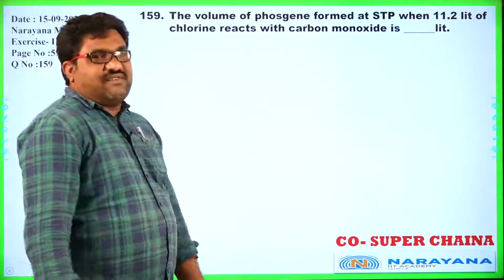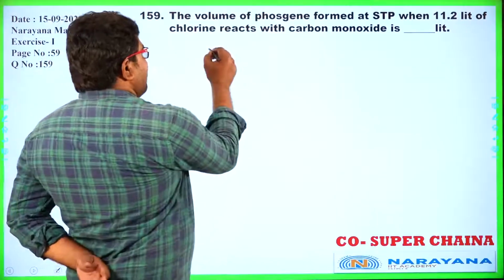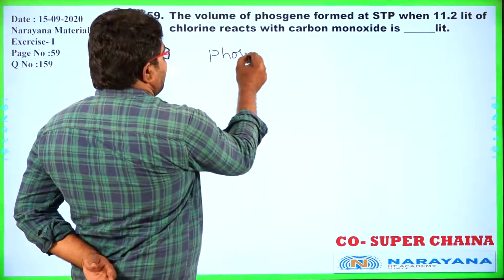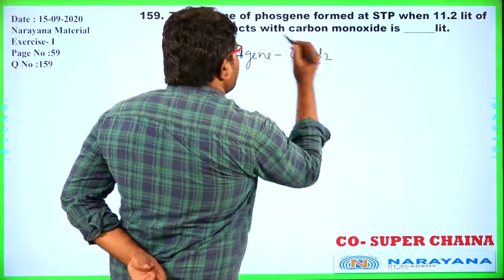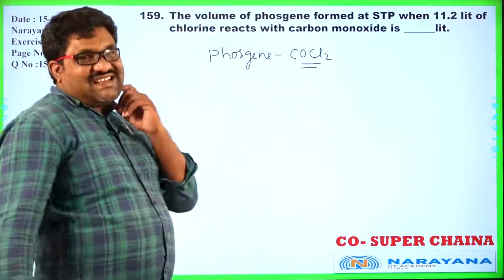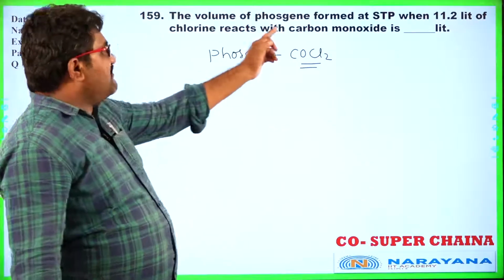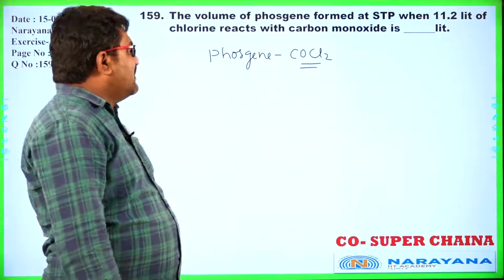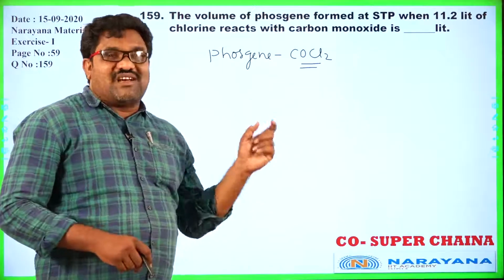The volume of phosgene. What is phosgene? Phosgene is a poisonous gas. Phosgene is nothing but COCl2. Based on the question, he has given the complete information to write the equation: the volume of phosgene formed at STP when 11.2 liters of chlorine reacts with carbon monoxide.